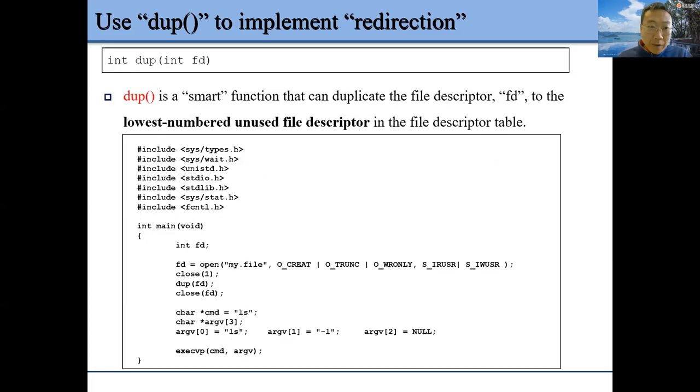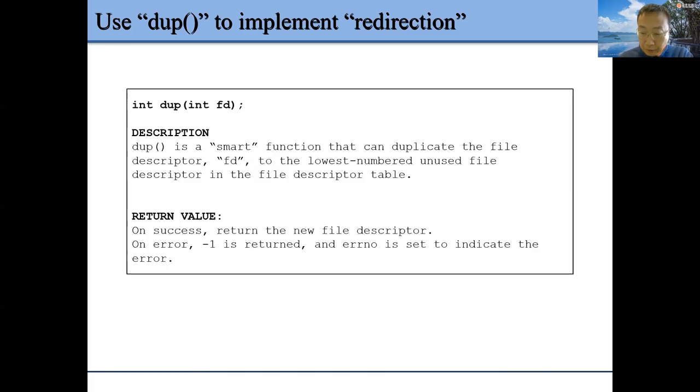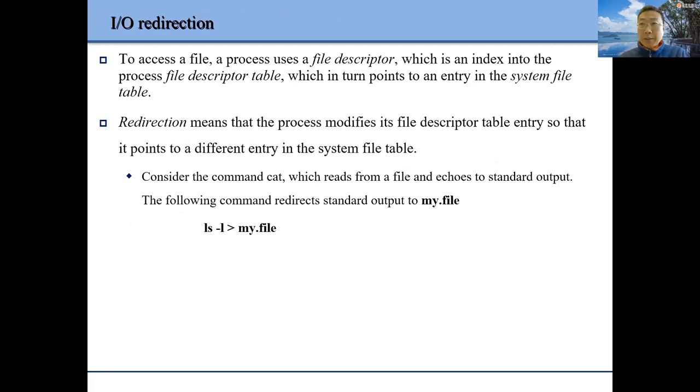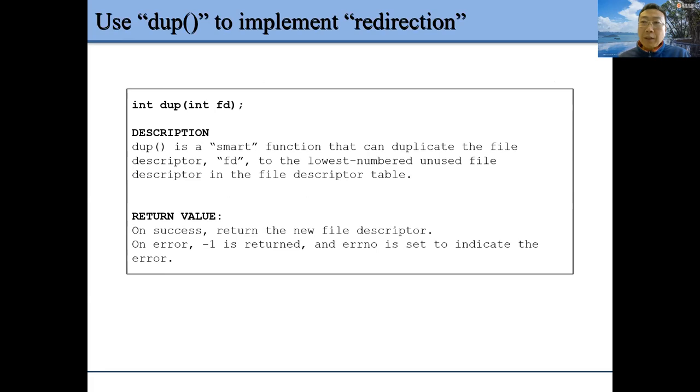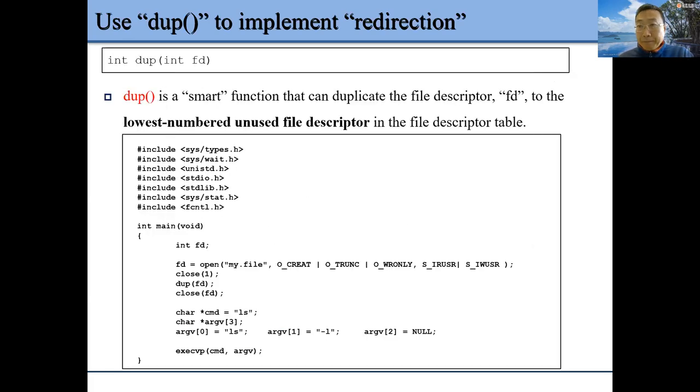Okay, let me give you an example. Let's look at this example again. First, let's look at what redirection is. Basically, redirection means, okay, ls -l. Originally, we print the output to the standard output, which is our console. But right now, if we redirect to my dot file, then the standard output will be redirected to my dot file, right? That's what we call redirection, okay?